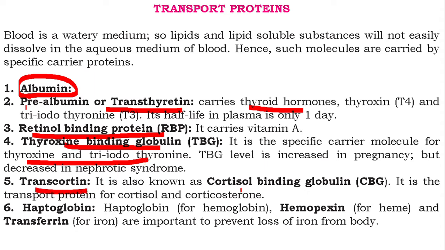Transcortin, cortisol binding proteins, for the transportation of corticosteroid hormones, cortisols, etc. Haptoglobin and hemopexin, transferrin, etc. are also important carriers. And you know that hemoglobin is actually heme plus globin. Globin is a protein component. It is present not in the plasma but inside the RBCs.